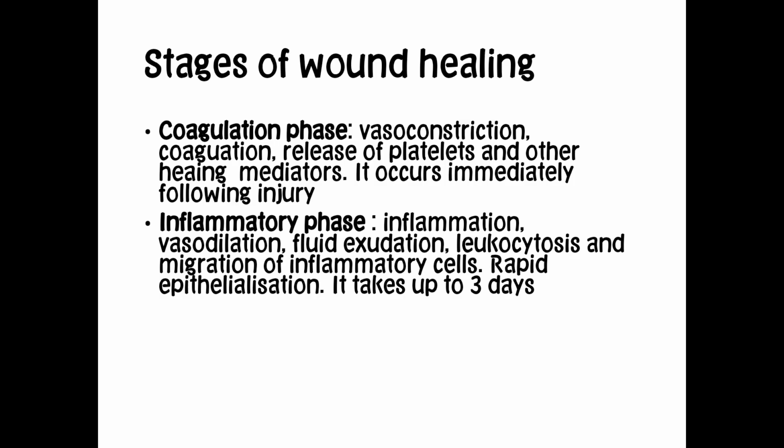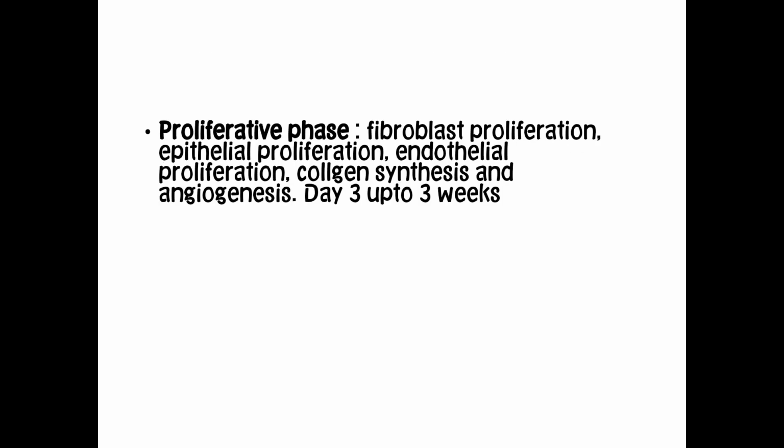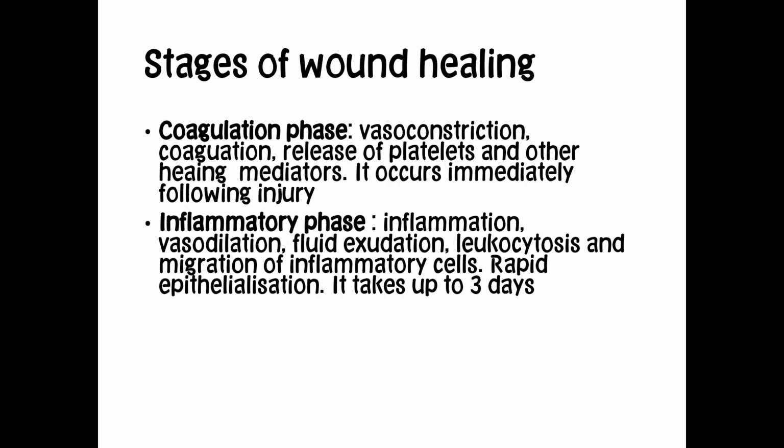Wound healing occurs in three major stages following injury. That is the coagulation phase, the inflammatory phase, and the proliferative phase. In the coagulation phase, vasoconstriction, coagulation, and release of clotting factors and platelets happens, and this is aimed at cutting off bleeding and ensuring that there is no more blood loss. This is part of the body's physiological mechanism in response to injury.